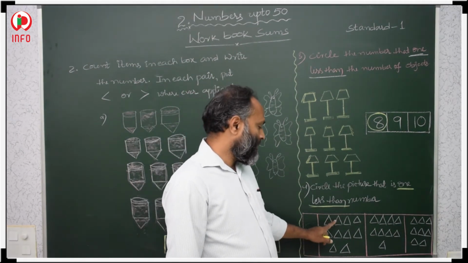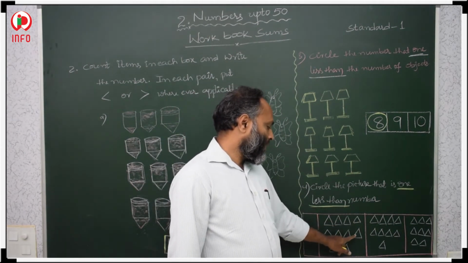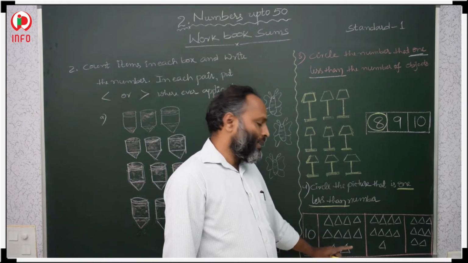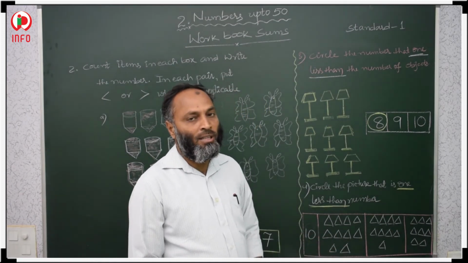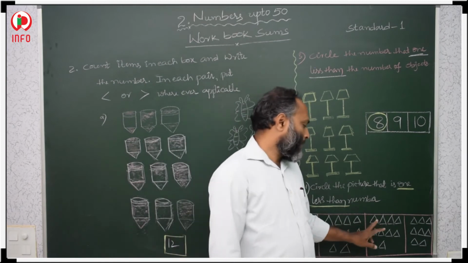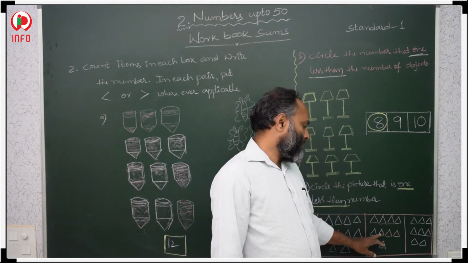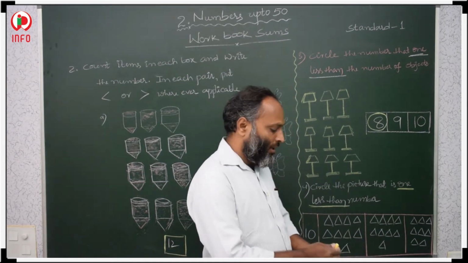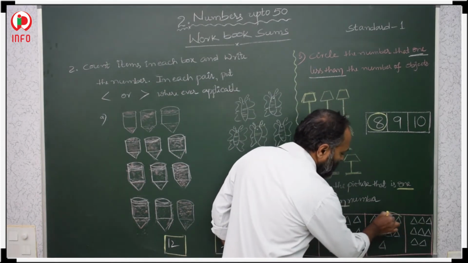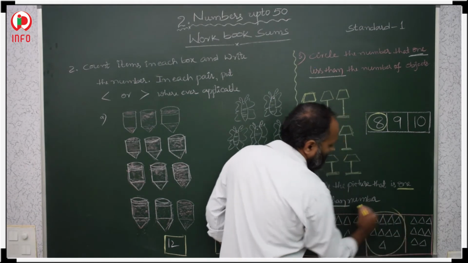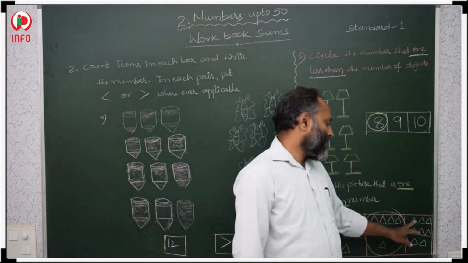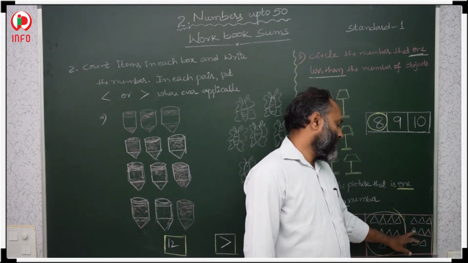Count it here. 1, 2, 3, 4, 5, 6, 7, 8, 9, 10. 10 triangles. Total 10 triangles were there. No need to circle. Then next one: 1, 2, 3, 4, 5, 6, 7, 8, 9. Here we have 9 triangles, so we have to circle this second group. Here we have 8 triangles: 1, 2, 3, 4, 5, 6, 7, 8.